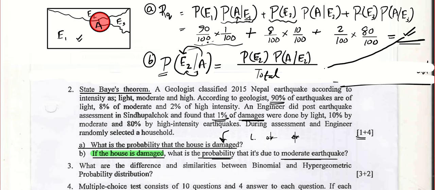Okay, that's the stuff that you found just now. And that is the reason they always ask two questions. They are trying to help you step by step. So whatever answer you get here, that will be the denominator. And we already know this. It is 8 by 100 multiplied by 10 by 100 divided by this total probability.